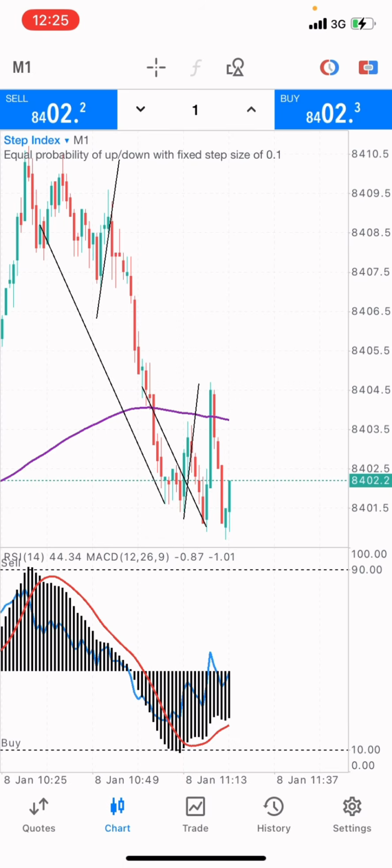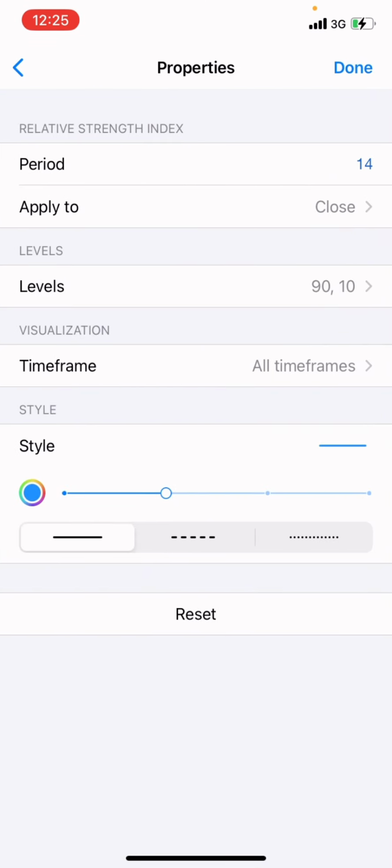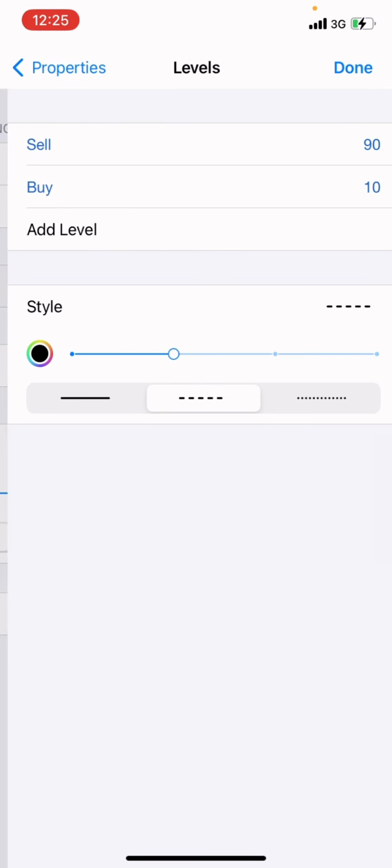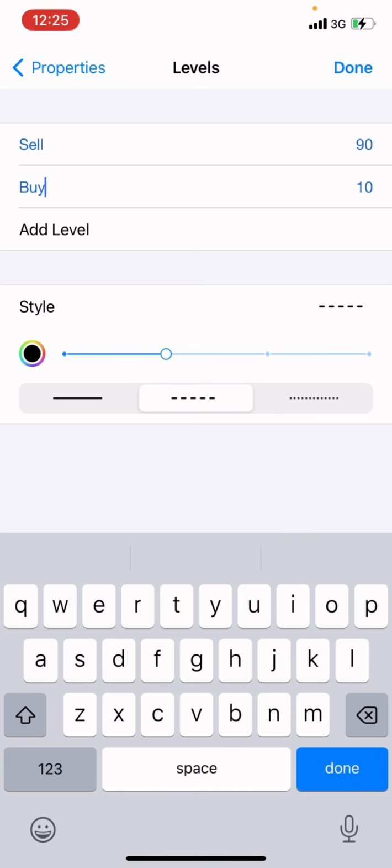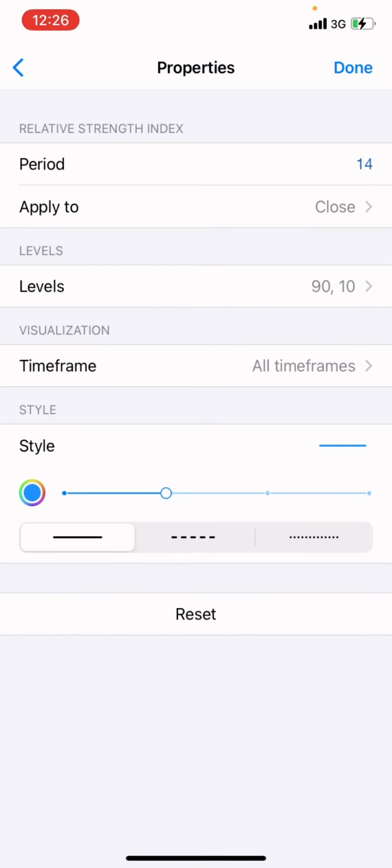Then done. Then for the RSI, period 14, apply to close, the levels 90 and 10, then I added sell at this point and buy at this point. Then 2 pixels, black color, and the trend line on the middle. Then do style, 2 pixel, color blue, right? Then the trend line is the straight line, then you click on done.